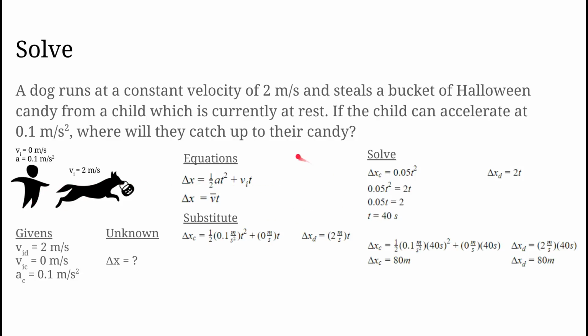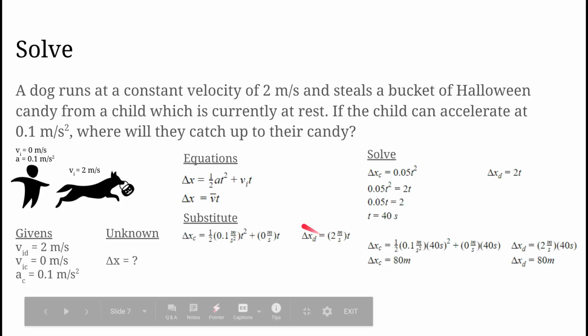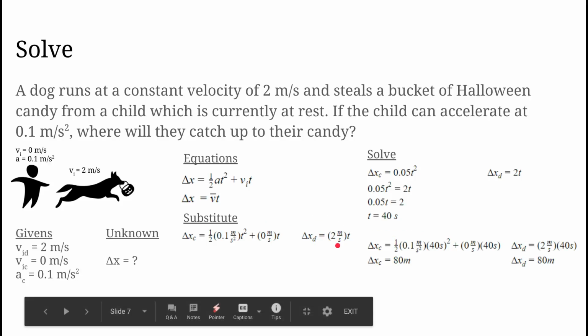But remember that the problem is not asking how long it will take for the child to catch up. The problem is asking where, what is the position that the child will have when they catch up. So what we have to do is take that time and plug it back into either of our substituted equations in order to find what the displacement was. I've shown here what it would look like if we plugged it in for the child's equation. This is what we would do for the dog's equation.